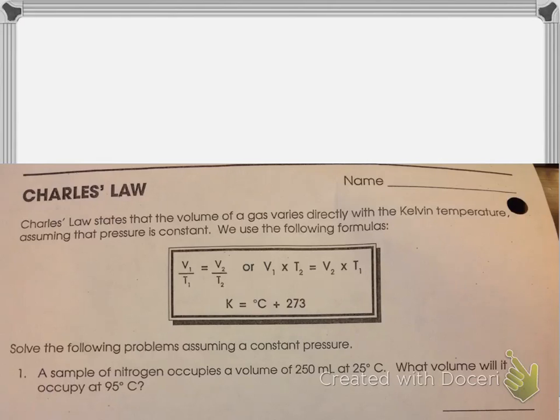So in problem number 1, we have a sample of nitrogen occupying a volume of 250 milliliters at 25 degrees Celsius. What volume will it occupy at 95 degrees Celsius? So we're just going to start out from the top. Our first initial volume, our V1, is 250 milliliters. And our temperature at that volume, they tell us, is 25 degrees Celsius.